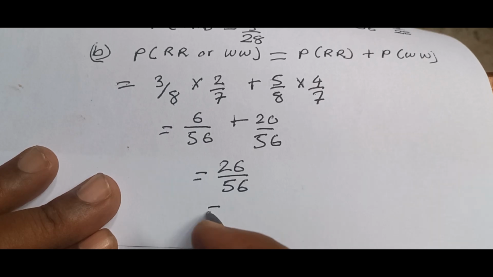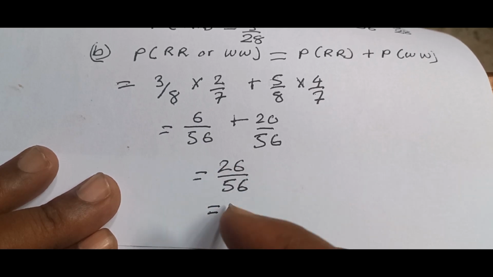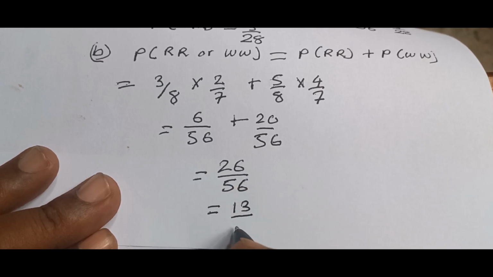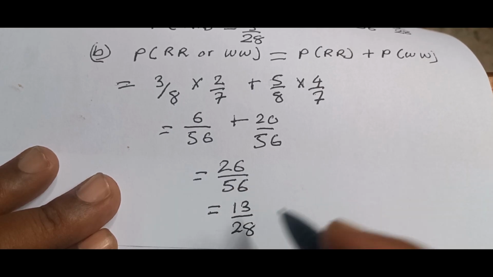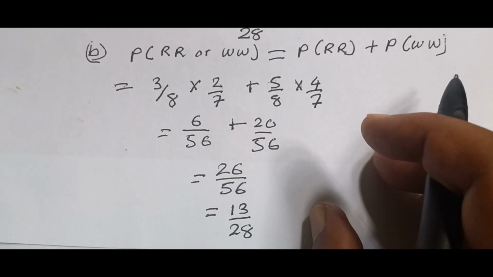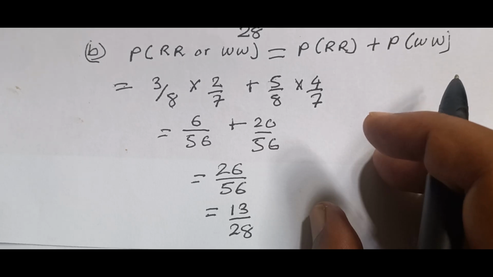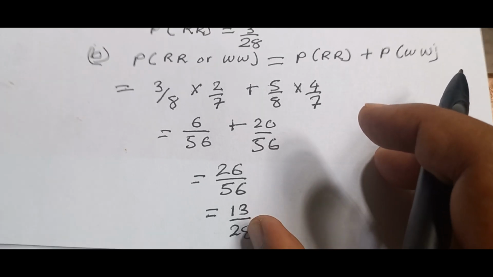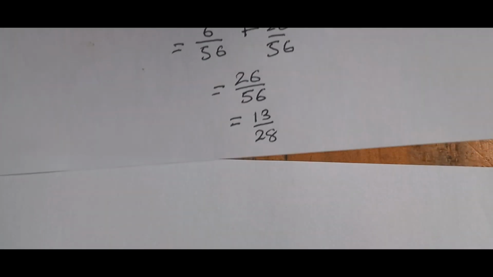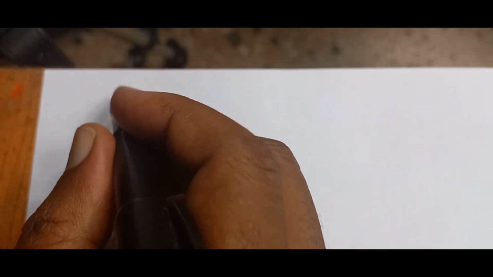Simplifying by 2, we get 13. By 2, we get 28. So the probability that both balls are of the same color is 13/28. Okay, that is B. Let us deal with C.